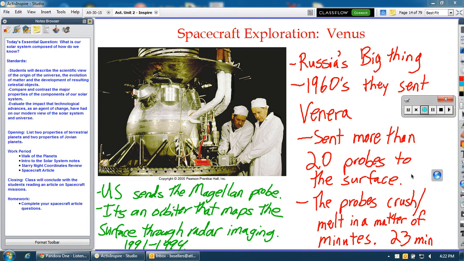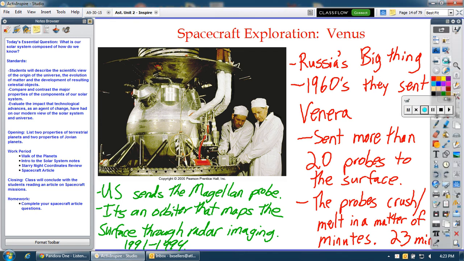The U.S. has never sent a probe to the surface of Venus. We have sent the Magellan probe, which is over here, but it was an orbiter that just mapped through radar imaging, where the longer wavelength of radar light was able to penetrate the clouds and map the surface topographically.